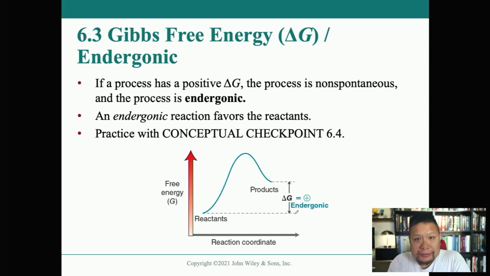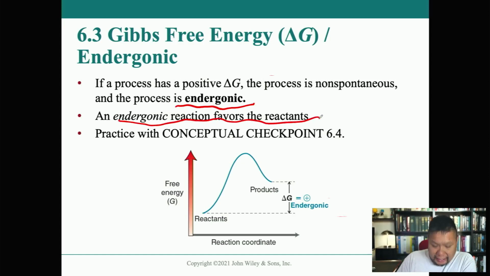If a process has a positive delta G, then it is not spontaneous. So, the opposite of our last slide, and that process is endergonic, which favors the reactants. You'll find that a lot of the reactions in our biochemistry, like in glycolysis, are endergonic, and they require enzymes to catalyze those reactions to push them through, or they would never happen on their own. Notice that we have a positive delta G here, so it's endergonic, and so it's non-spontaneous.